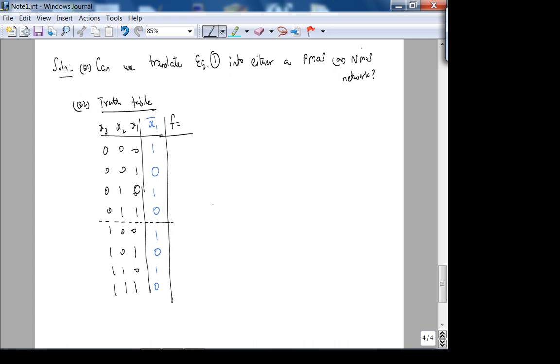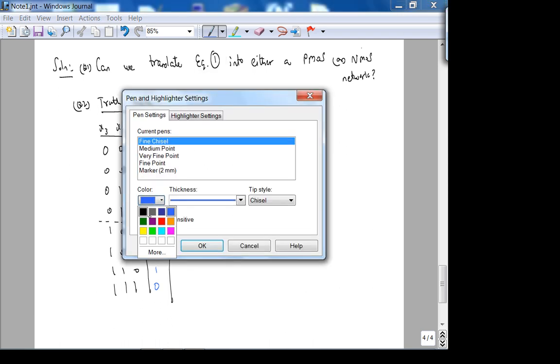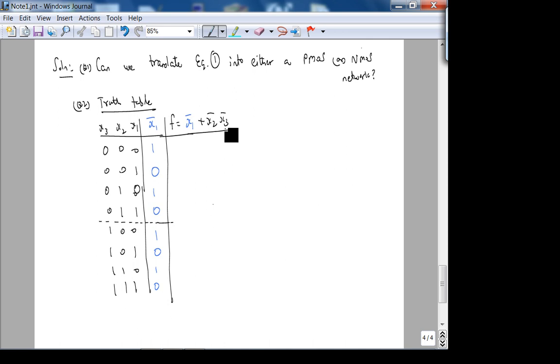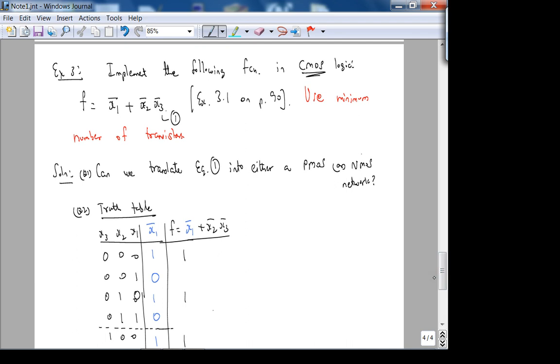So F is x1 not, or x2 not, x3 not. But the point is, whenever this fellow is a 1, 1 or either 0 or 1 is always 1, so this is going to be 1, that's going to be 1. Does this give you a hint as to what the question is actually asking? CMOS logic. What network gives you a 1 in CMOS? PMOS. So how do you hook up a PMOS transistor so it's actually true?